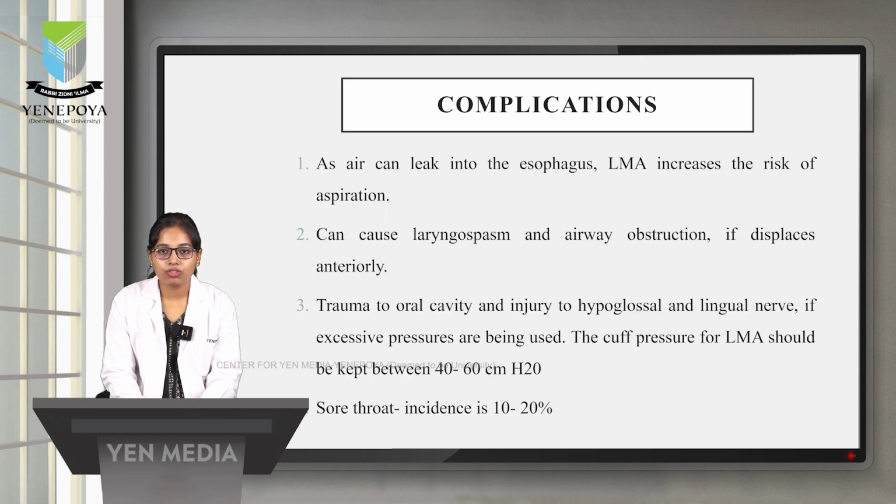The complications of LMA are: air can leak into the esophagus; LMA increases the risk of aspiration; it can cause laryngeal spasm and airway obstruction if displaced anteriorly; and it causes trauma to the oral cavity and injury to the hypoglossal and lingual nerve if excess pressure is used. Cuff pressure for LMA should be kept at 40 to 60 mm H2O, and the sore throat incidence is 10 to 20%.